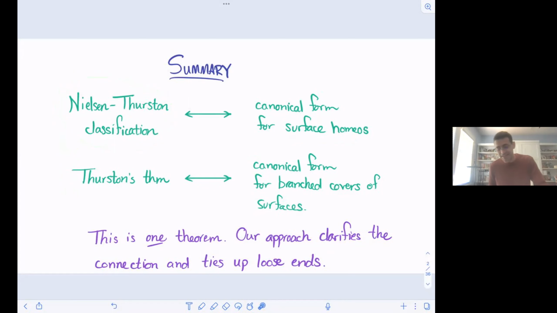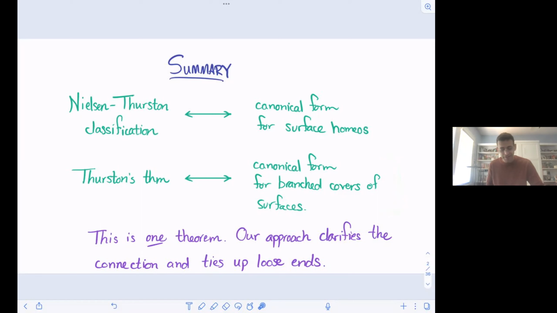So this is a major theorem in one-dimensional complex dynamics, because one way you get a branched cover of surfaces is to take, say, a polynomial. That's a branched cover of the complex plane over itself, or the Riemann sphere over itself.